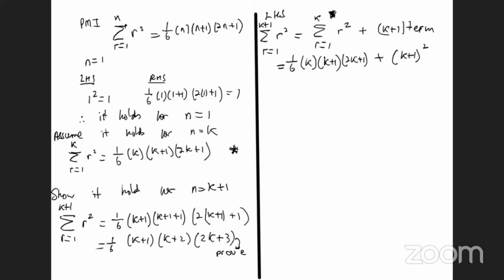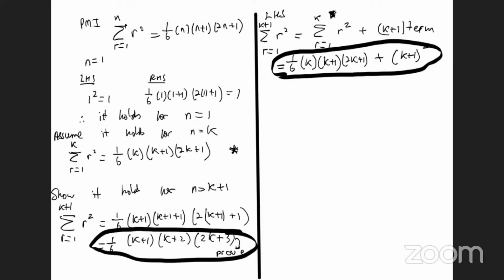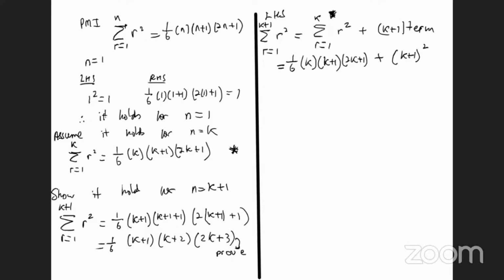We need to figure out how to make this fella here look like this fella here. We're trying to prove that. Okay, so let's see if we could do it. The first thing I'm going to do is just factorize, because everything there is a whole set of products in the proof. So I'm going to factor out 1/6, and I'm going to factor out k plus 1. What would I be left with? I'll be left with k here and 2k plus 1.